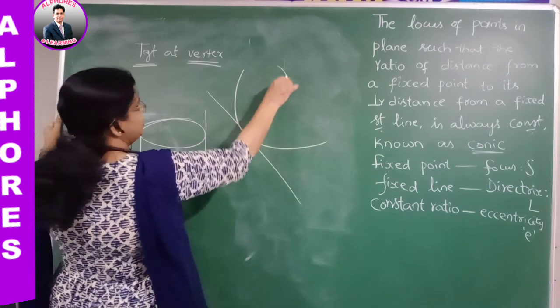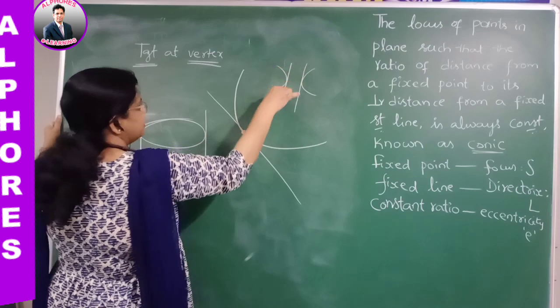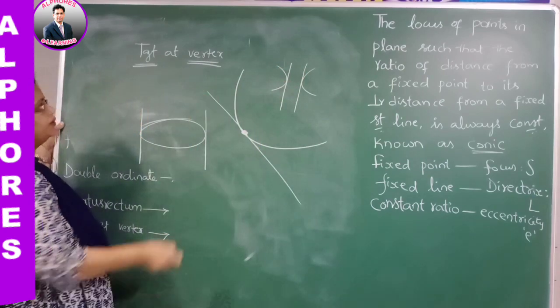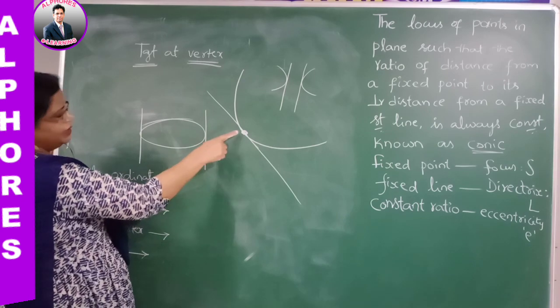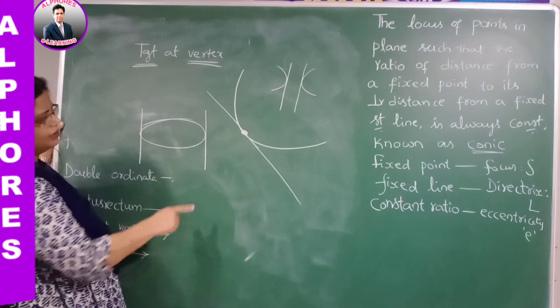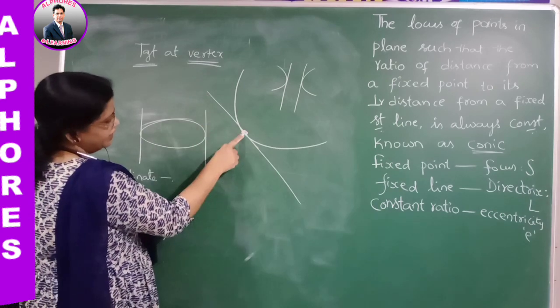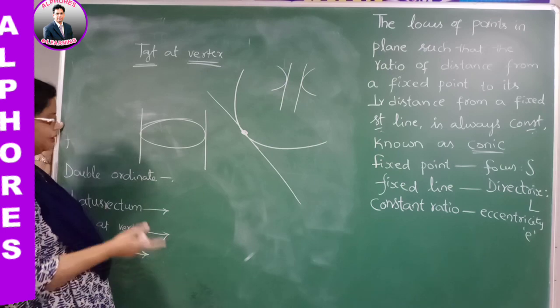And suppose the curve is of this model, then this is a tangent at the vertex, and this one also is a tangent at the vertex. So the total meaning is in the word itself: the tangent drawn exactly at the vertex of the conic is the tangent at the vertex.